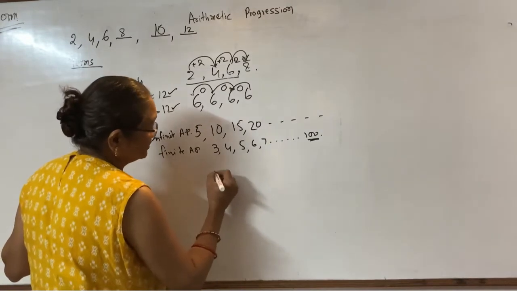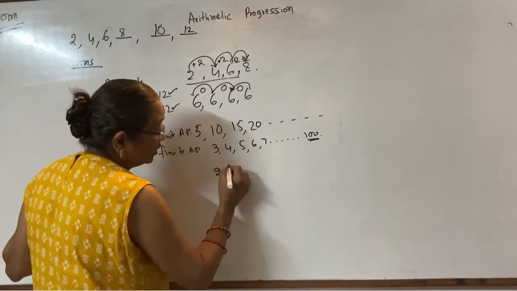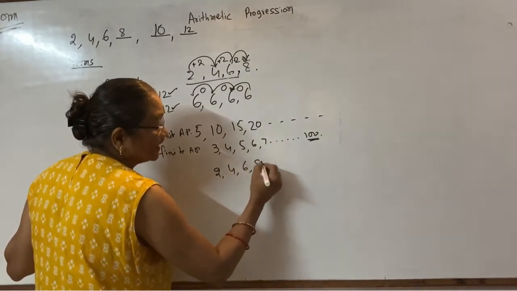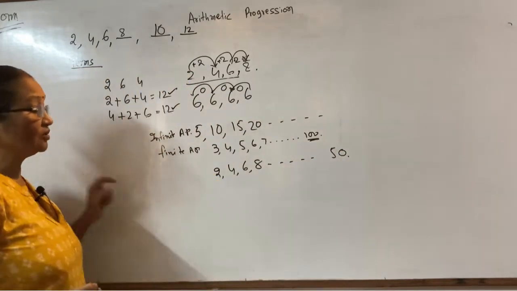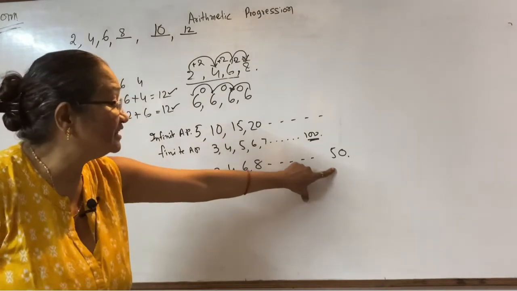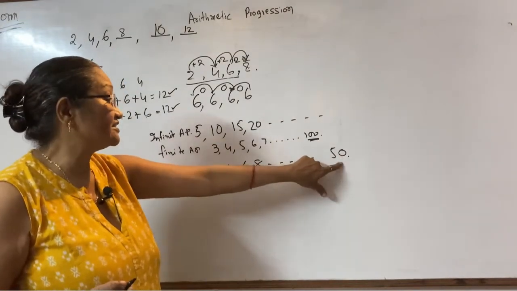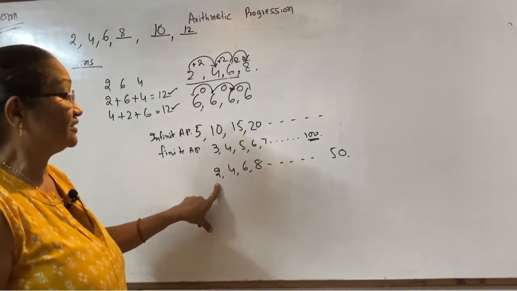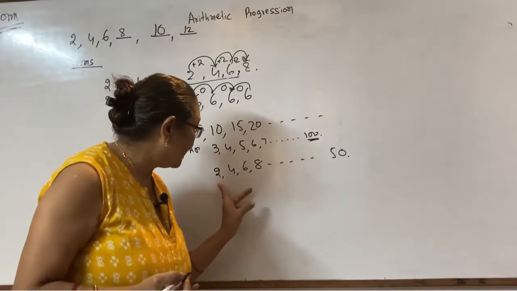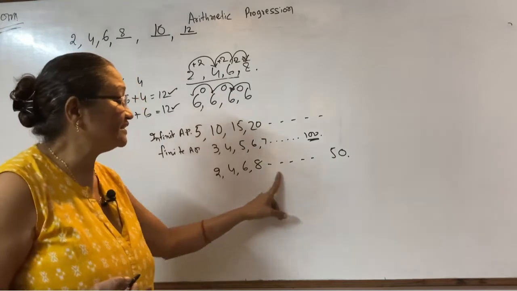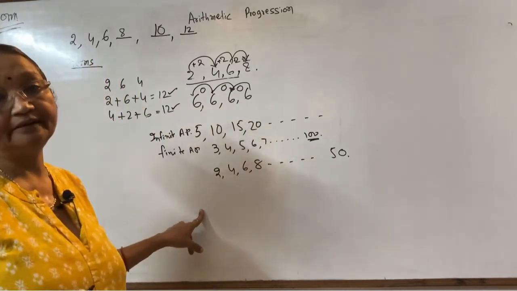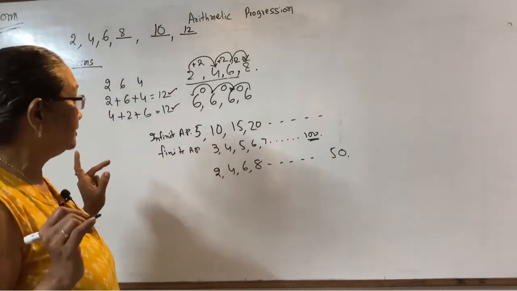Another example you see: 2, 4, 6, 8, and so on up to 50. So here it is ending. So the last term is what? 50. This last one is known as the last term and the first one is the first term. It starts with 2, the difference is the same, and it ends at 50. That's why it is a finite AP. Okay. Now you got it.